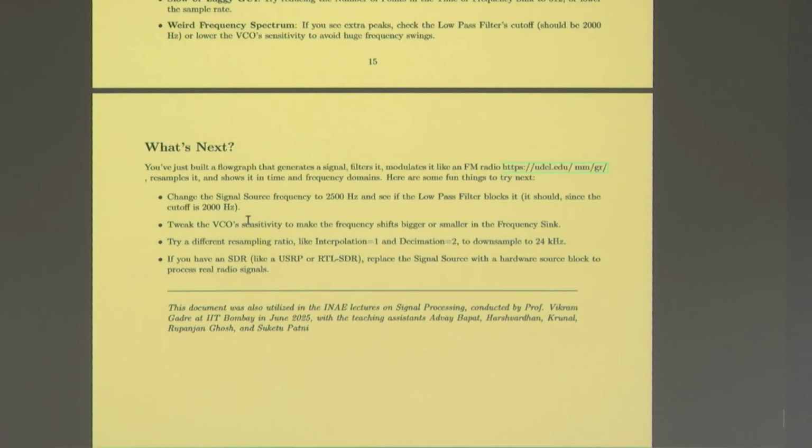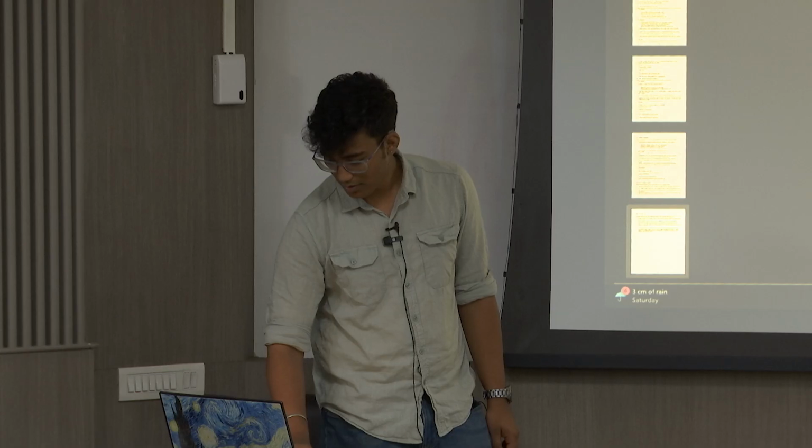Like what's next? There is a website also which helps you create your own FM radio. Sir बोलते हैं RTL-SDR होता है. This is a very small hardware which is available in labs, which you can use to receive signals from the environment and play them on your computer. We had one of these in our communication lab. Okay, so I will start with the demo one.